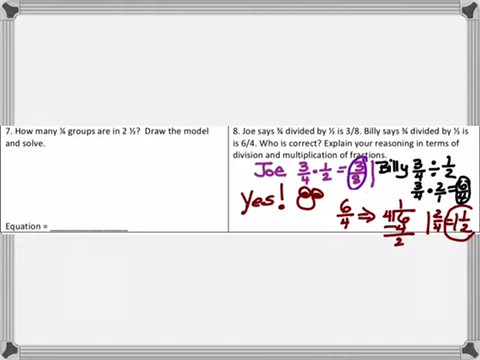Billy could have divided 4 into 6 and got the mixed number 1 and 1/2 because 4 divides into 6 one time with 2 left over and gives you 1 2/4, which can be reduced to 1 and 1/2, which we saw in a previous problem.